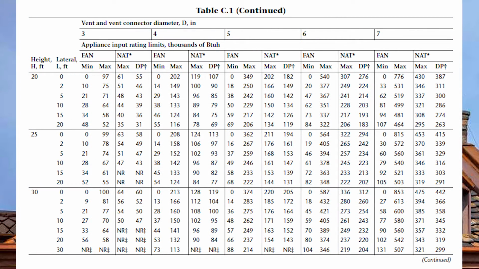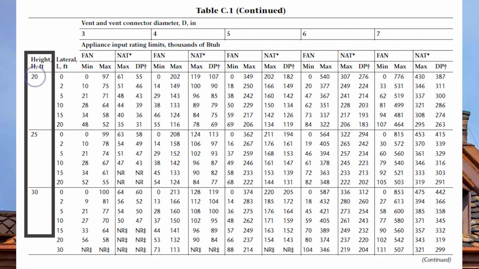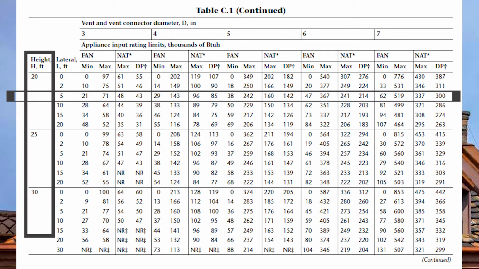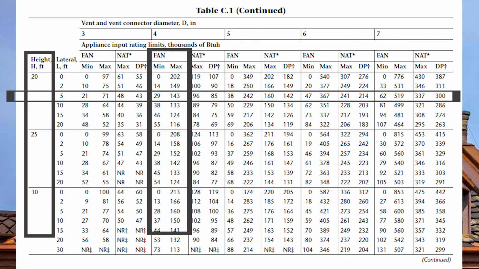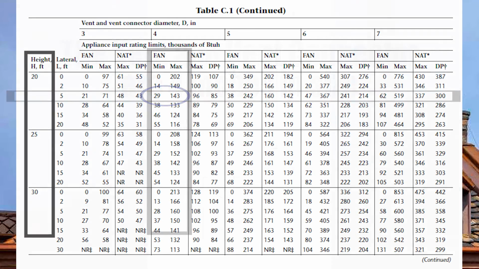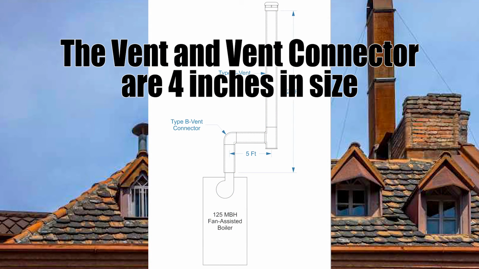Now we actually need to flip the page because we have the 20-foot vent height, so let's go to page 178. I go down to a vent height of 20, to a lateral of 5 feet, then I need to start coming across to the right. So because I'm fan-assisted, I need to go down to fan min-max, and I need to be somewhere in between those. If I look on 3-inch, 21 to 71,000 BTUs. Well, my boiler's at 125,000, so that's not going to be enough. So if I move over to the 4-inch area, I'm going to find out that I need to be between 29,000 and 143,000. So that should be perfect. The size of my vent and vent connector will be 4-inch.